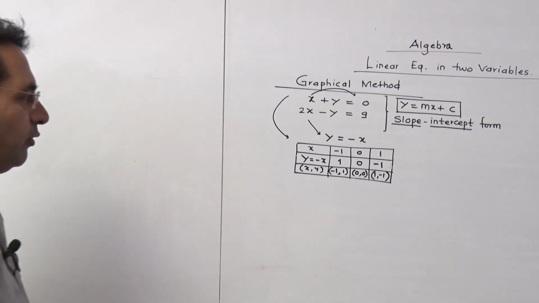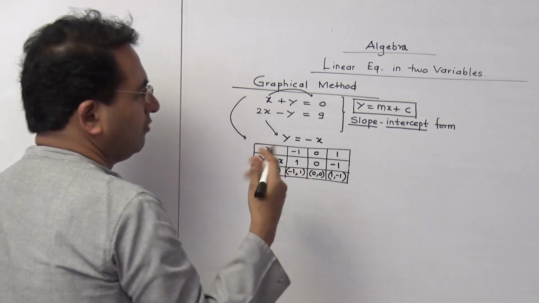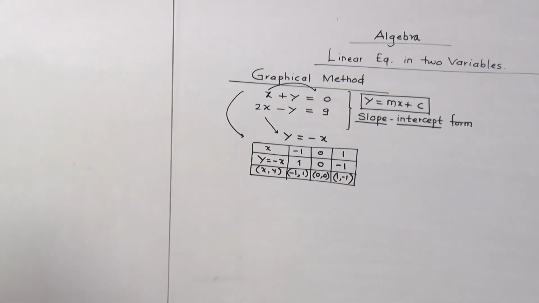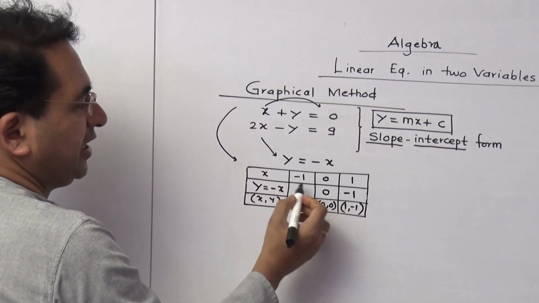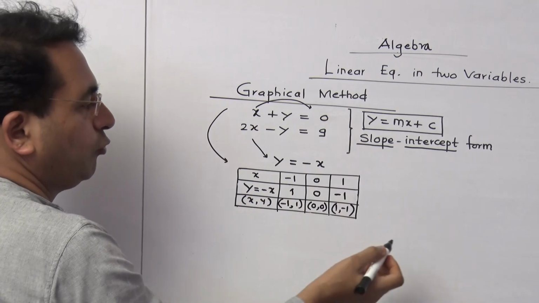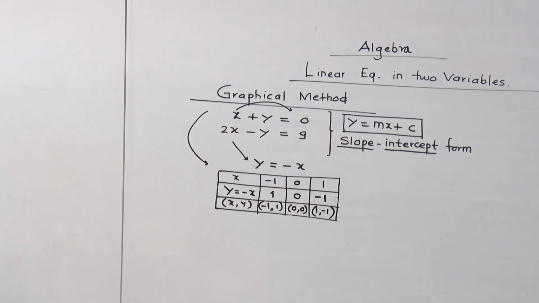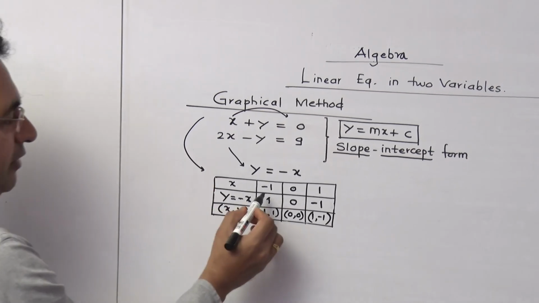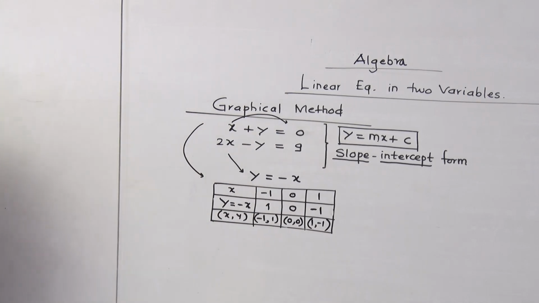Why do we take 3 points? That is one more question students ask me. If you take only 2 points, and if you make some mistake in the calculation, whatever points you plot, you will always get a line which is not correct. Three points are always collinear if correct, and that's why it is better to draw the line with 3 points. So we are getting 3 points for this line.